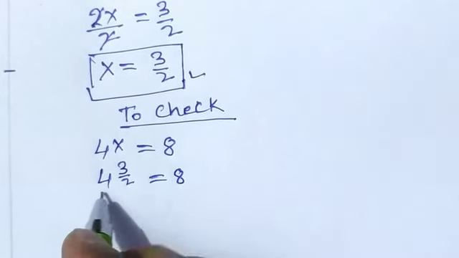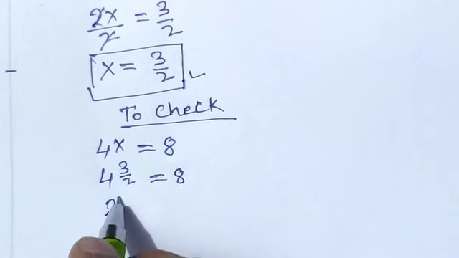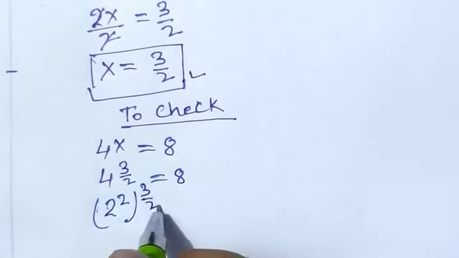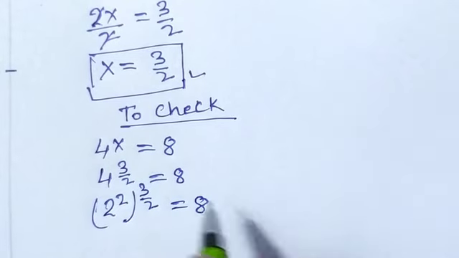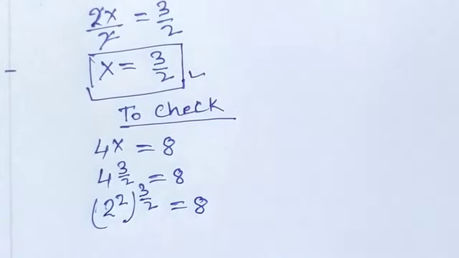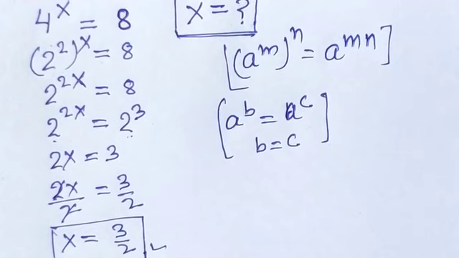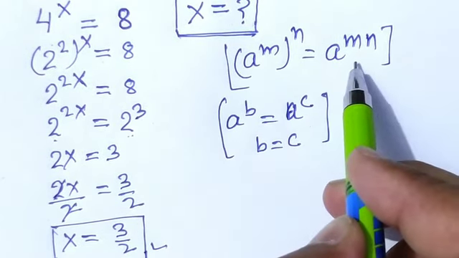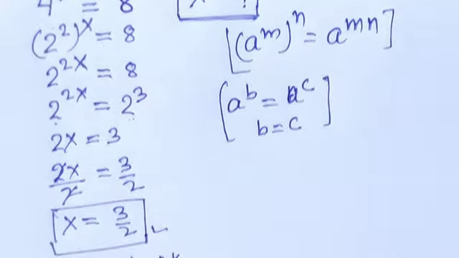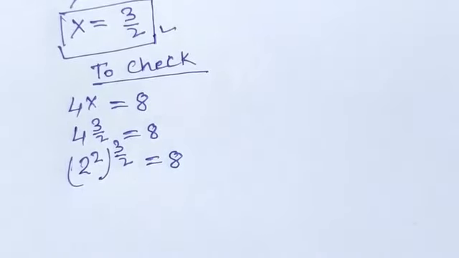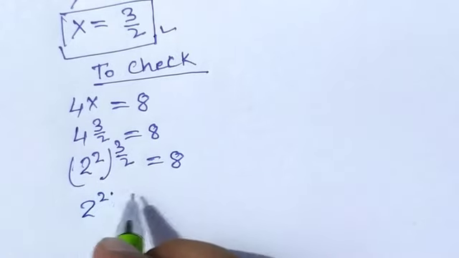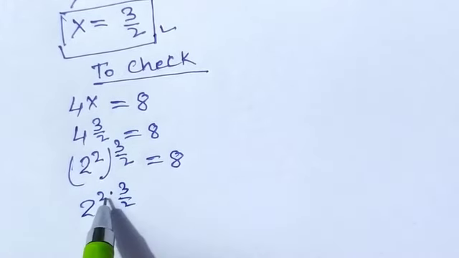We can write this 4 as (2 to the power of 2) to the power of 3 by 2 is equal to 8. By using the formula (a to the power of m) to the power of n is equal to a to the power of mn, we can write 2 to the power of 2 times 3 by 2.